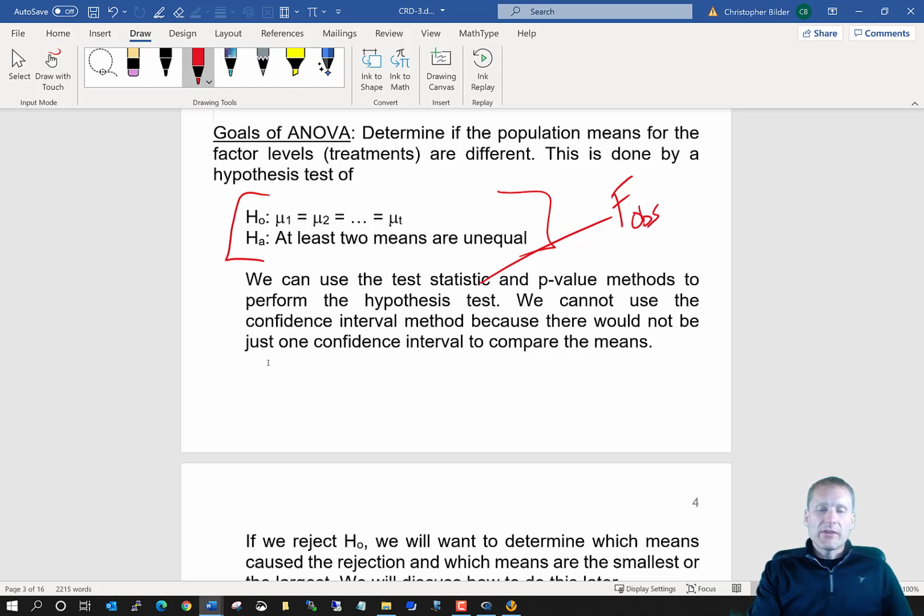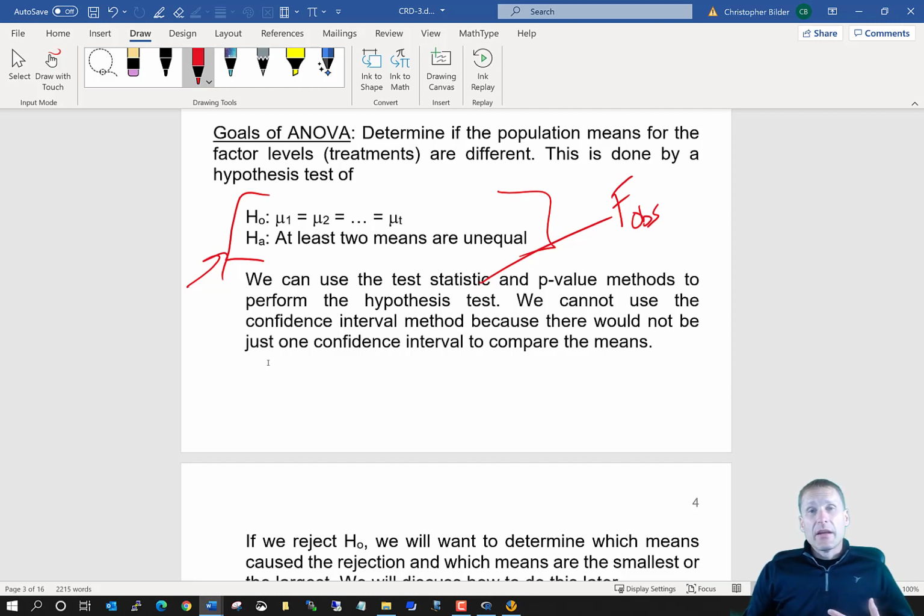Now, to do this hypothesis test, though, we cannot use the confidence interval method, and that's because we're looking at more than one. We're looking at too many means here. We can't just find one confidence interval for, let's say, T different means. But confidence intervals will play an important role later on in another subsection of our notes.